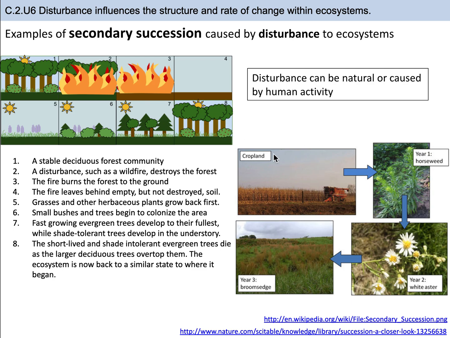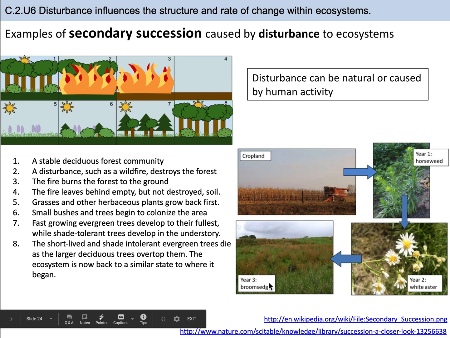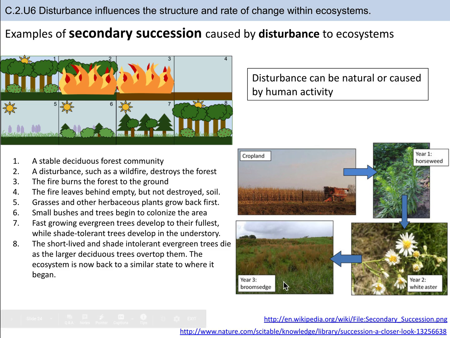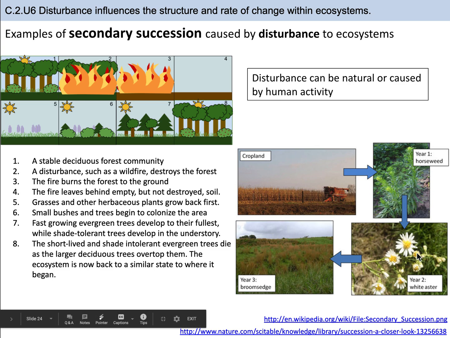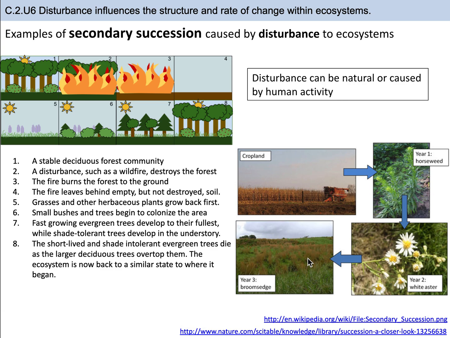You can see here, this would be an example of secondary succession. So cropland that has been left behind, and you can see in year 1 you have horseweed that starts growing, year 2 white asters, and then broom sage. So you can see how the land has slowly gone through succession over time. Eventually trees will start to grow, but this is just within 3 years. So disturbances can be natural, like a forest fire, or caused by humans, like farming.